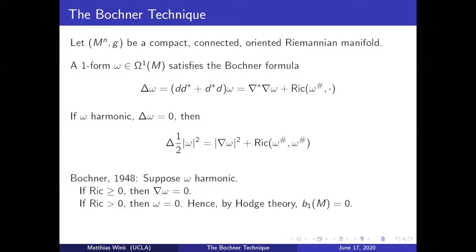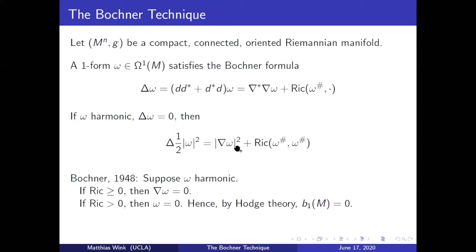Then we can use Hodge theory and say, every cohomology class is represented by a harmonic form. And we've just seen that if we've got positive Ricci curvature, then every harmonic one form has to vanish. And so the first Betti number of the de Rham cohomology has to vanish. That's the basic idea of the Bochner technique, and this general strategy is also the strategy that we'll have in the remainder of the talk.